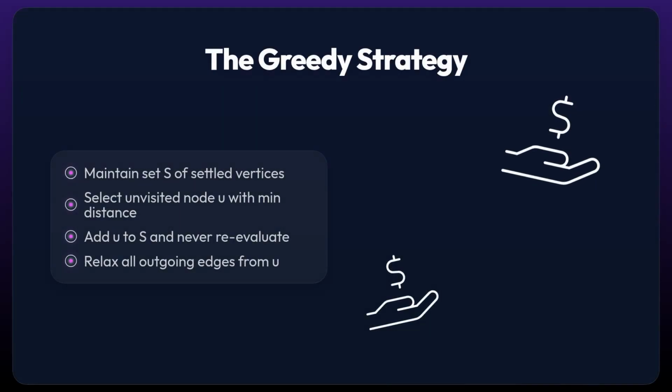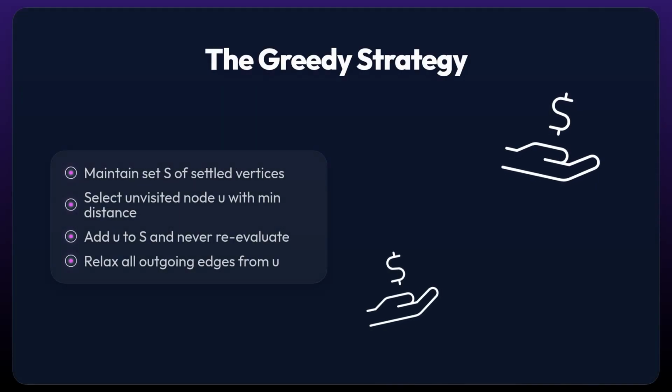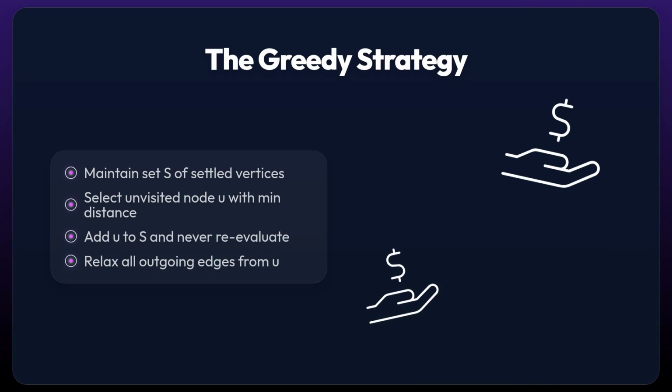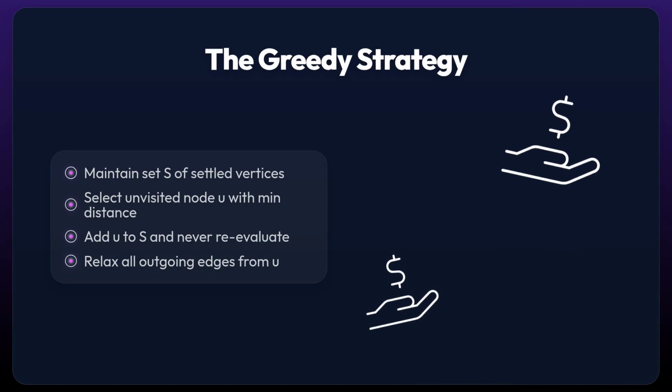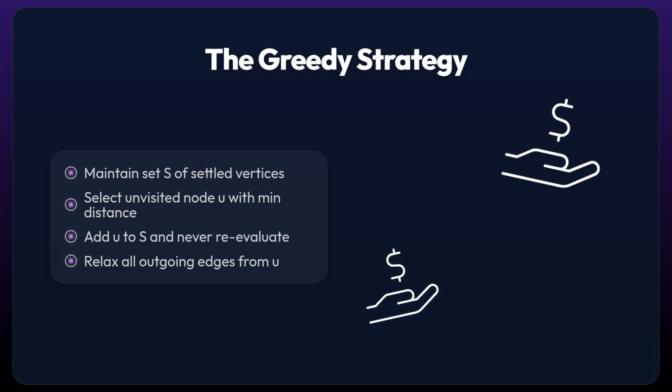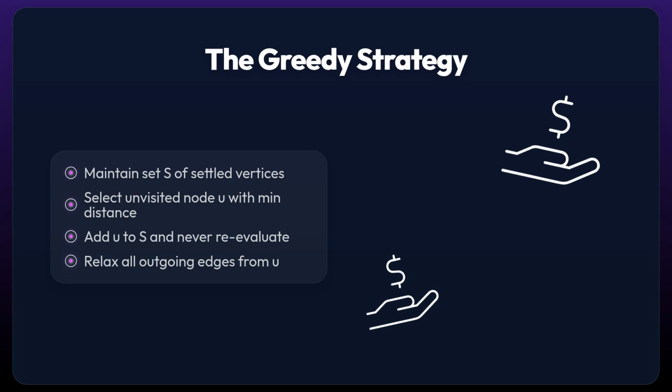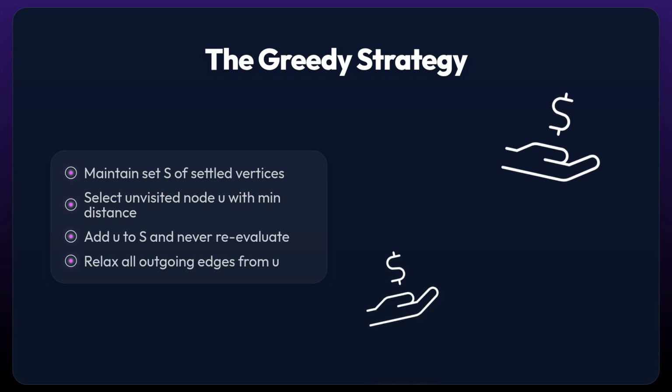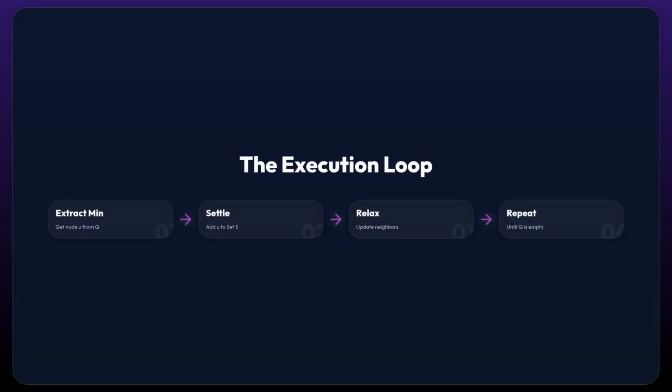Dijkstra is what we call a greedy algorithm. At every step, it blindly grabs the closest unvisited node, adds it to the settled set, and assumes, correctly, that no future detour could possibly beat this local choice. It never looks back. The life cycle of the algorithm is a continuous loop. We extract the minimum value from our priority queue, lock it into our finished set, relax its neighbors to see if we found new shortcuts, and repeat until the queue is empty.